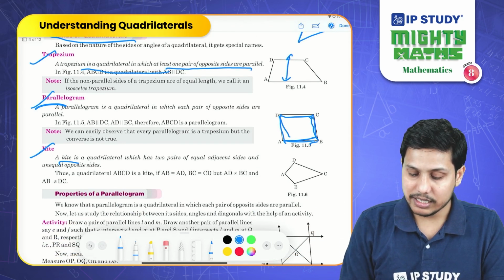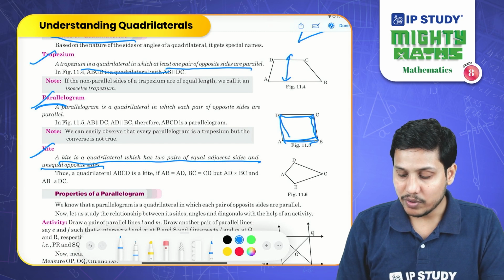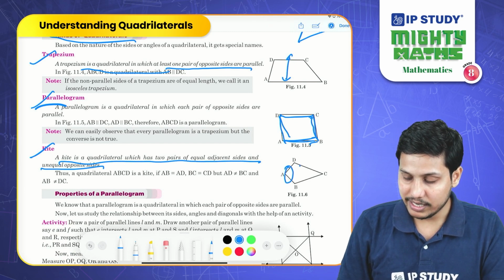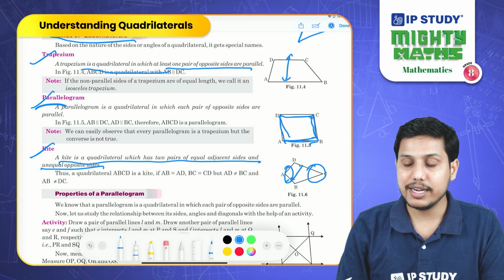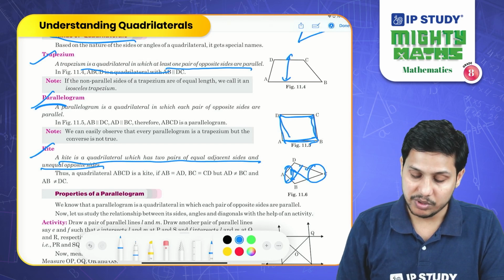Kite. A kite is a quadrilateral which has two pairs of equal adjacent sides and unequal opposite sides. So adjacent sides are equal like this, and opposite sides are unequal. Like these are equal, and these two are opposite sides of the kite, so this will be unequal. These two also will be unequal.